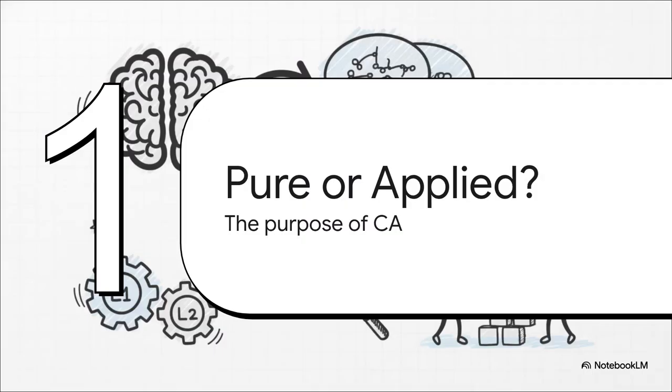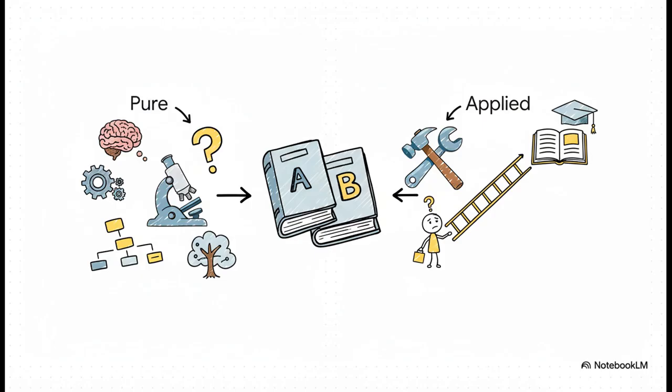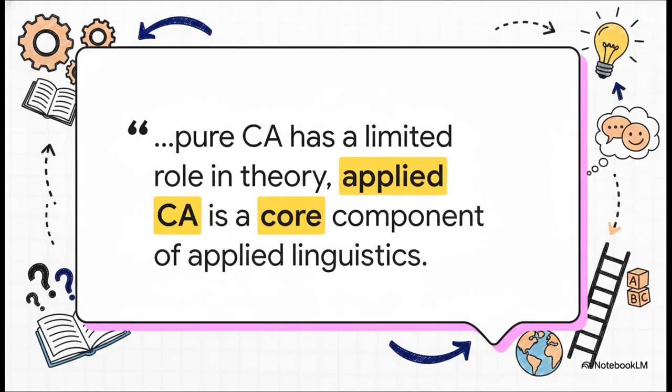Okay, so after all these deep theoretical models, we have to ask a pretty fundamental question about contrastive analysis itself. Is this all just for pure science, or is it meant to be a practical tool? The thing is, the same method can serve two very different goals. A pure linguist might use CA to test big theories about human language in general, but an applied linguist uses the very same evidence to predict the exact errors a learner will make and to design better ways to teach them. So, what's the verdict?